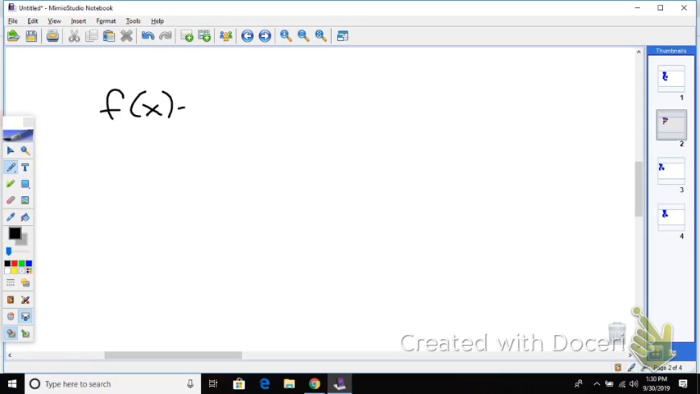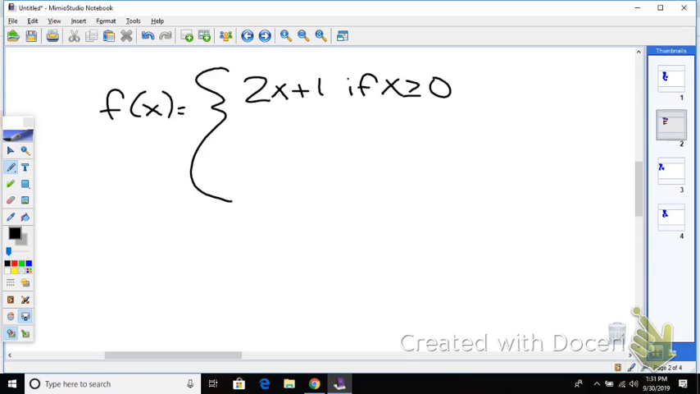Let's make it look mathy. F of x equals 2x plus 1 if x is greater than or equal to 0, and negative 1/2 x plus 4 if x is less than 0. So before you even start, where's your fence line going to go? At 0. Okay, good. I'm going to give you a couple minutes to go from start to finish with this graph, and then we'll compare and see how we do.